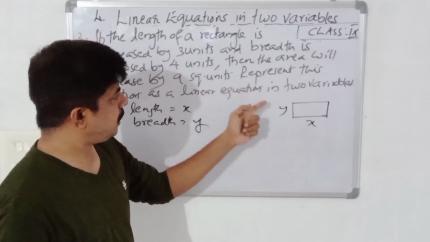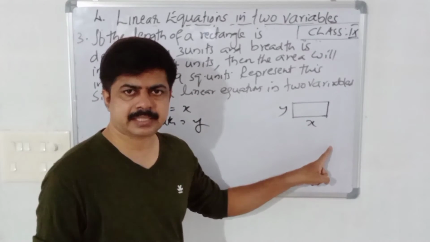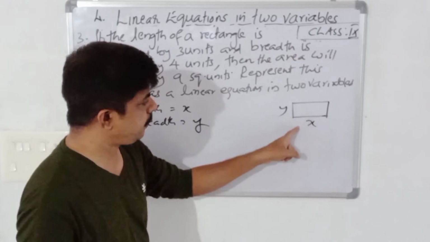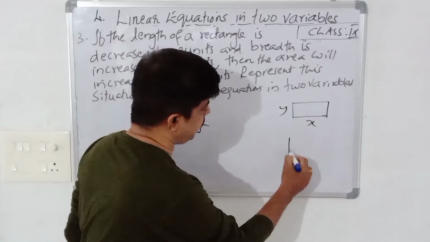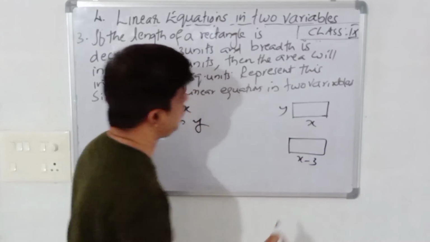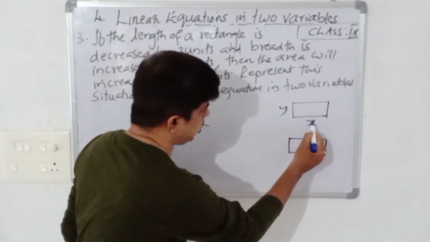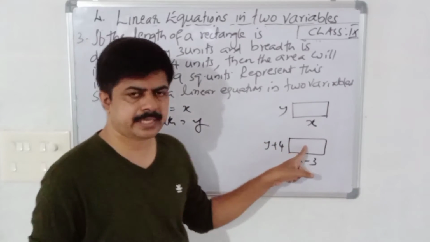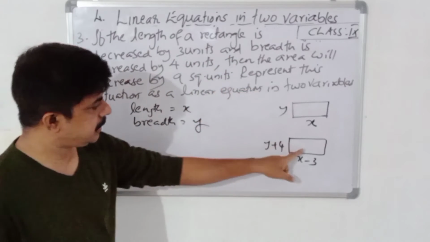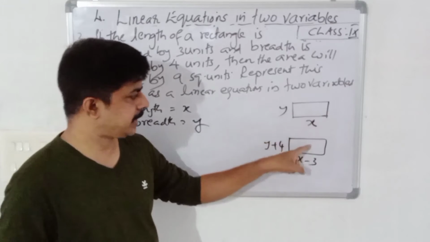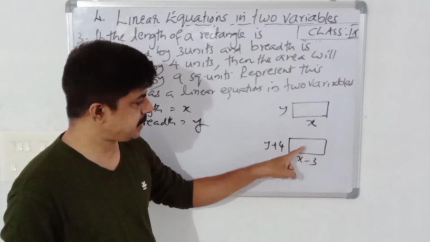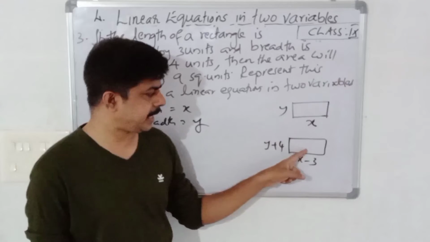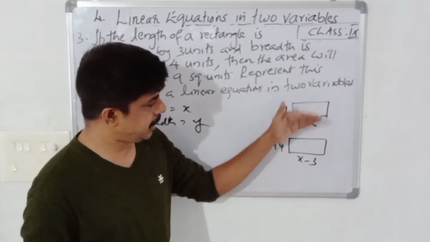Now according to the question, we have to make another rectangle. Length is decreased by 3, so x minus 3, and breadth is increased by 4. Then we will get a new rectangle. According to the question, the new rectangle's area will be greater than the original rectangle's area. That means the area of the new rectangle minus the area of the original rectangle is equal to 9 square units.